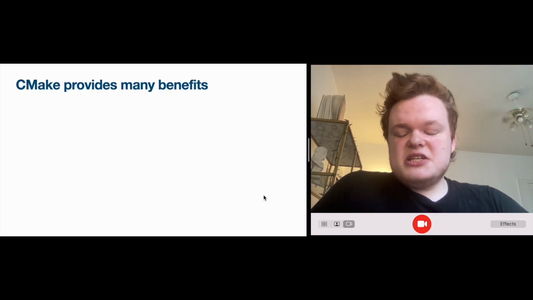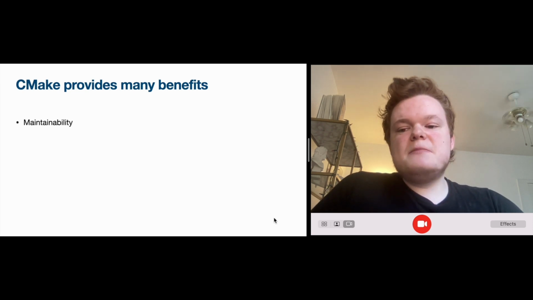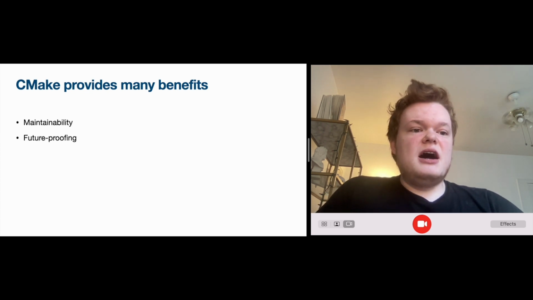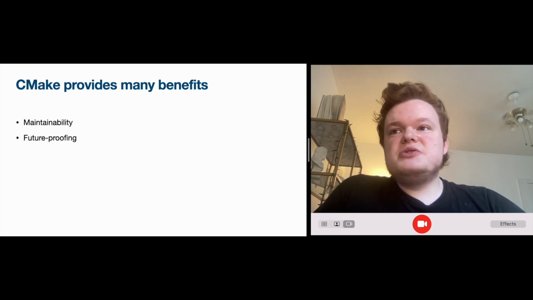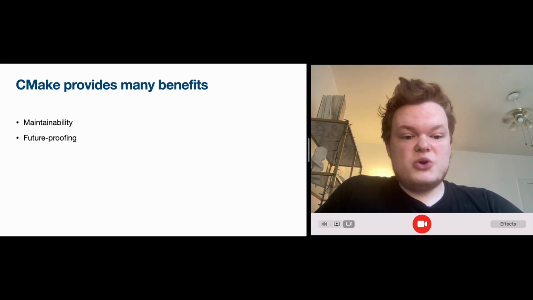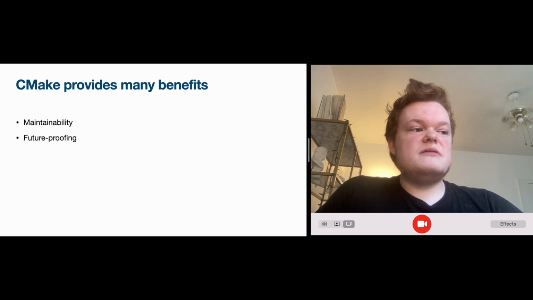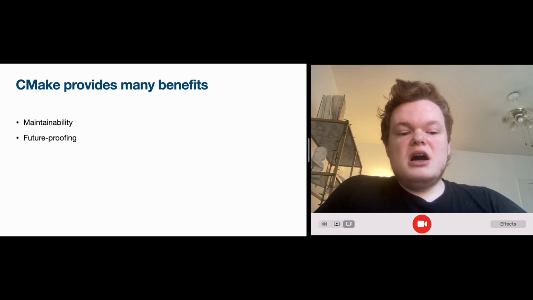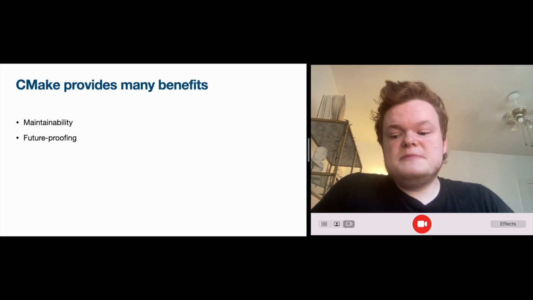So I'm going to discuss each of these topics individually throughout this video, but just as an overview, CMake provides maintainability and future-proofing for your projects. So maintainability, it's much easier to dry up your code in CMake. And because CMake is actually code, there are various strategies you can use to debug it, similar to C++ code, which I will go into later.